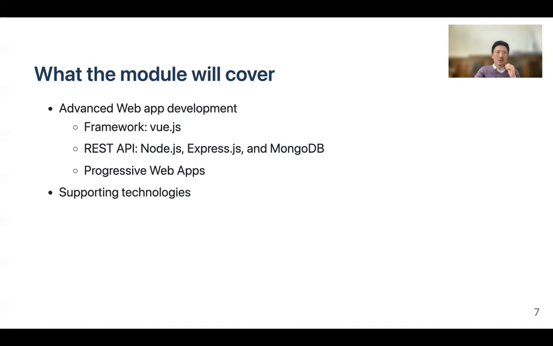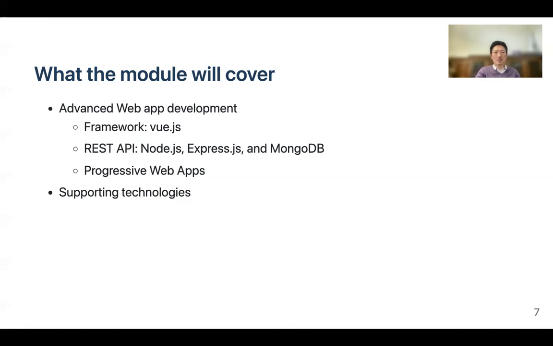And then there are some other supporting technologies. So the Vue, the Express, and the progressive web apps, or PWA, are the main technologies. Actually, the progressive web apps are different from the single page application, which some of you may have done in the second year module. The single page application means the application is, in theory, in one page, and you change between different views of the app. That's a different concept compared to progressive web apps.